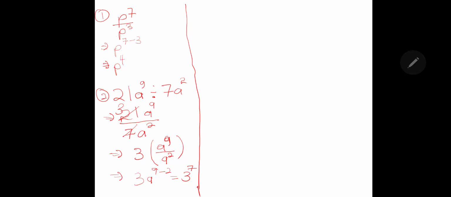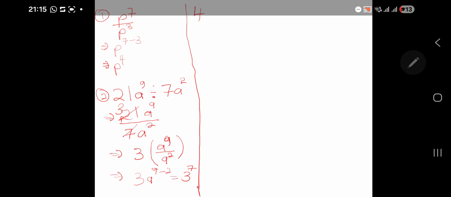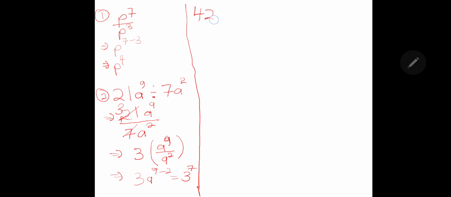Let's take another example and then we'll go to a complex one. Let's take this one: 42a to the power negative 3 divided by 6a to the power negative 8. Let's rewrite it: 42a to the power negative 3 over 6a to the power negative 8. So the numbers cancel, and then the letters will deal with themselves.